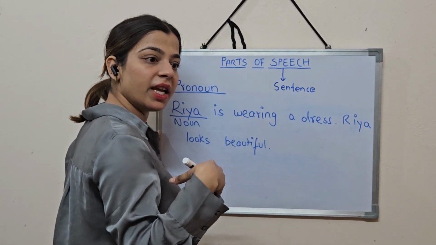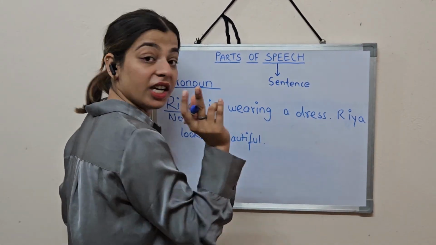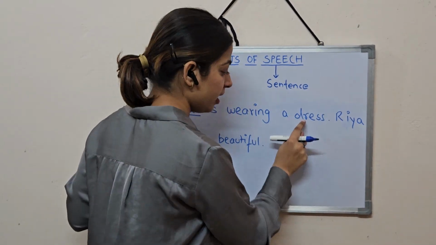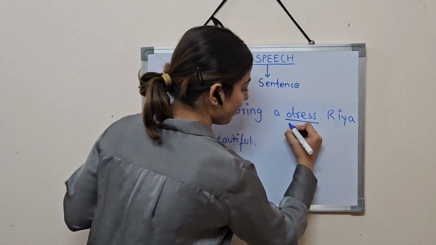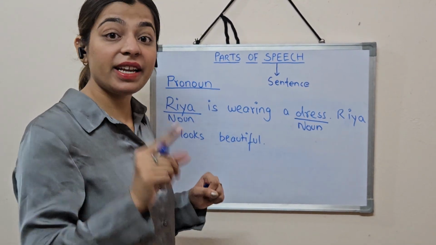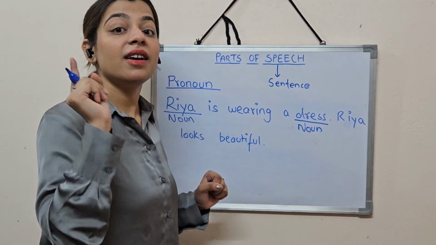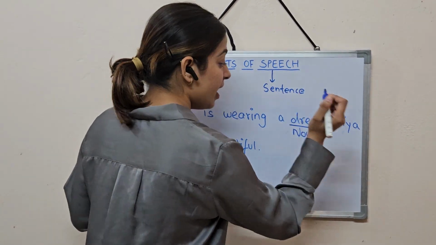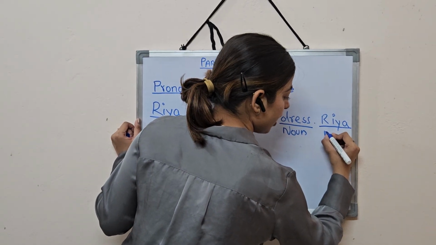Very good. Now, is wearing a noun? When you wear something, what do you do? You are doing an action. So wearing is a verb, not noun. Now the third word comes, dress. Dress is also a noun, right? Why? Because it is name of a thing, right? And name of a person, place, thing or animal is noun. Absolutely. Now, our another noun is again Riya.